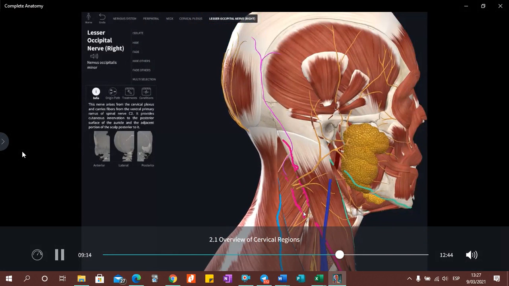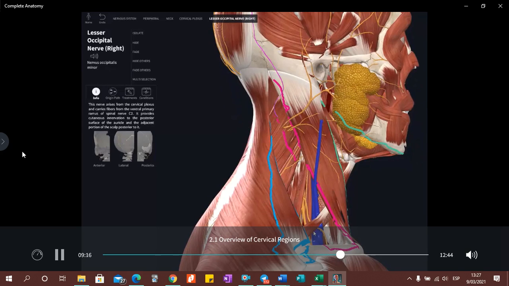And then we would also have supraclavicular nerves that are radiating inferiorly here. They will supply skin around the chest and shoulder region.